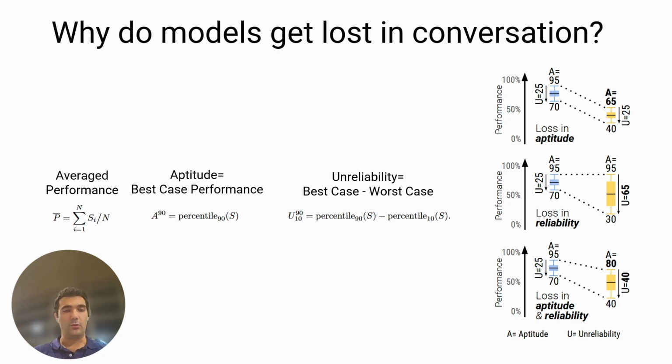Then I can define 2 new metrics. First, I can define aptitude, which is the best case performance. So imagine I ran 10 simulations. I can say, how often did I at least solve it once, the 90th percentile? And then reliability measures the difference between the best case and worst case. So, the difference between the 90th percentile and 10th percentile for a given instruction across the 10 simulations that we do.